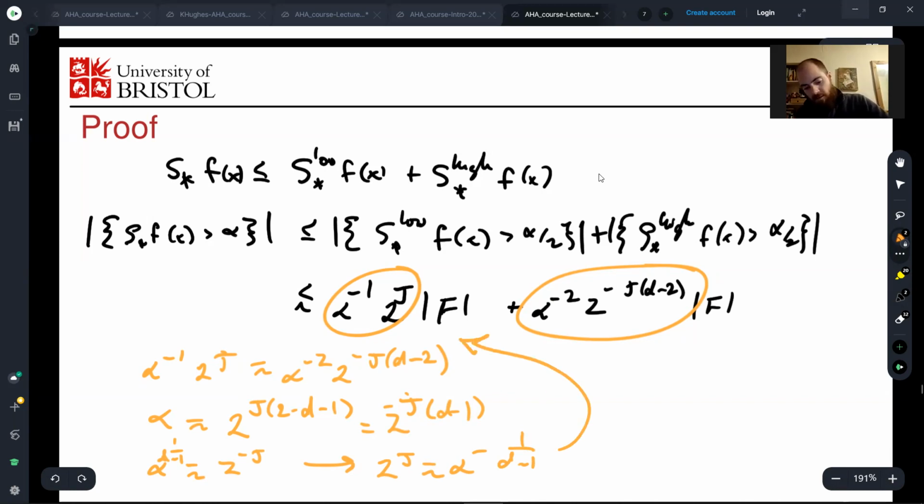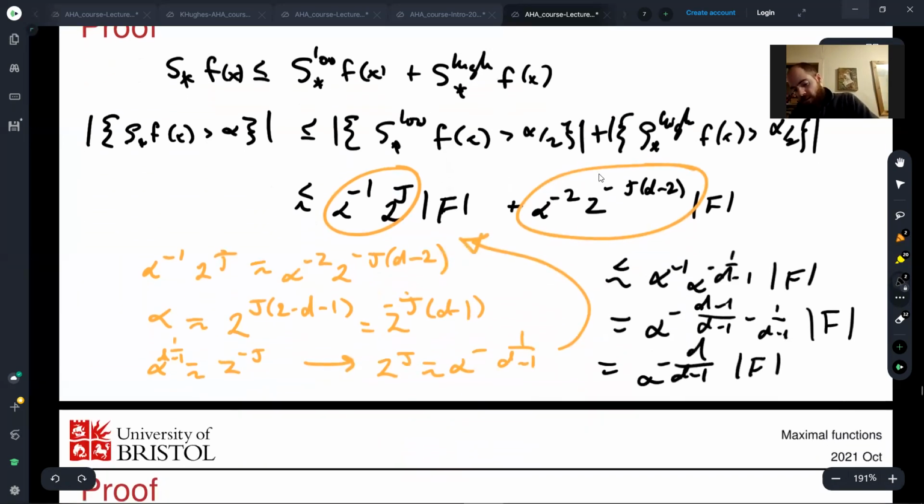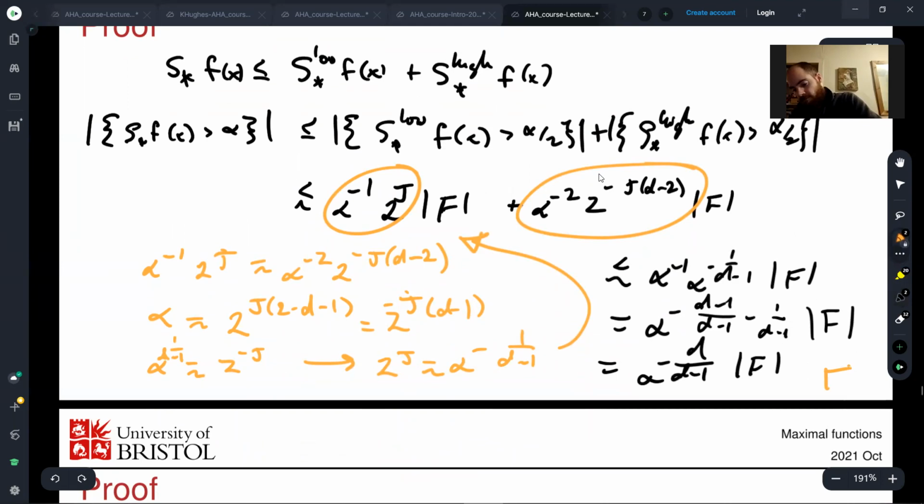Let's plug that back in here. We know both sides are optimized. So this is all together at most alpha inverse times alpha to the minus 1 over d minus 1 times the volume of F. But this is then alpha to the minus d minus 1 over d minus 1 minus 1 over d minus 1 times the volume of F, which is of course just alpha to the minus d over d minus 1, the volume of F. And that is what we wanted to show.